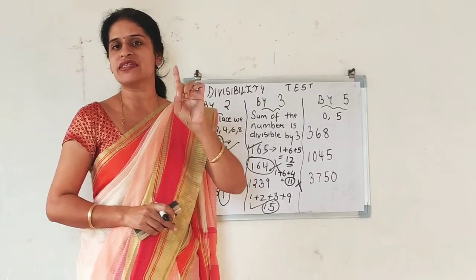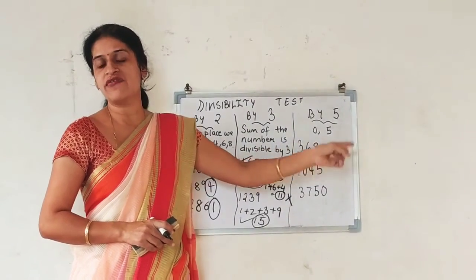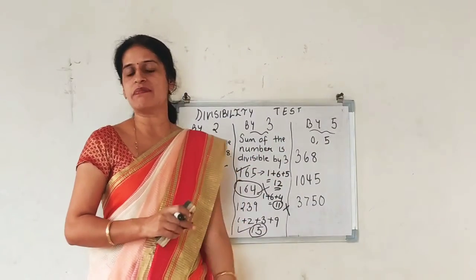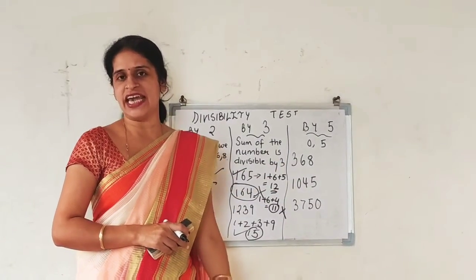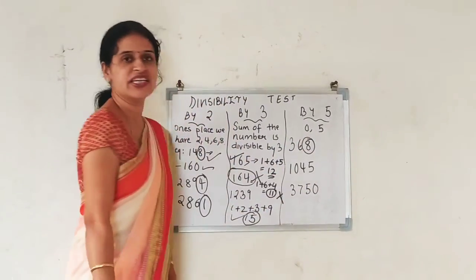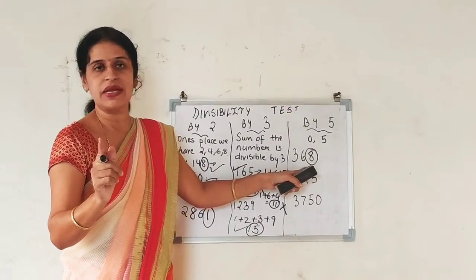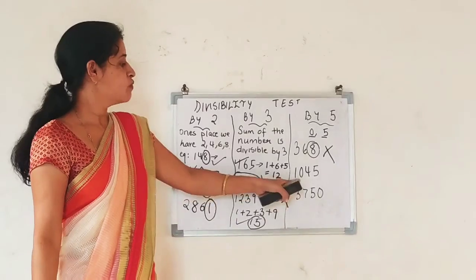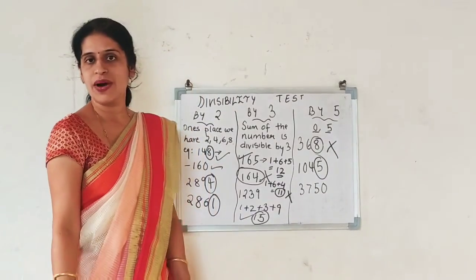Now let's move on to divisibility by 5. Only those numbers are divisible by 5 which have 0 or 5 in the ones place. When a number ends with 0 or 5, it is divisible by 5. See an example: 368. Is it divisible by 5? In the ones place, I have the digit 8. Is it divisible? No, because only those numbers are divisible which have 0 or 5. So this is not divisible by 5. 1045? Yes. Why? Because it has 5 in the ones place.